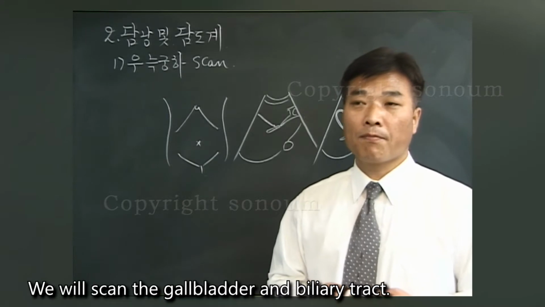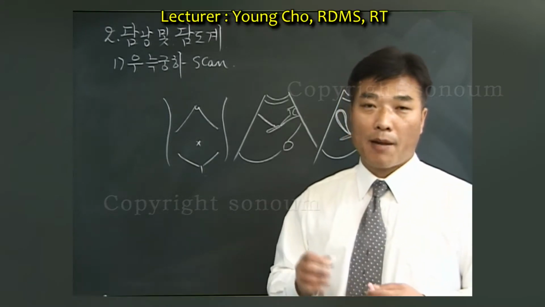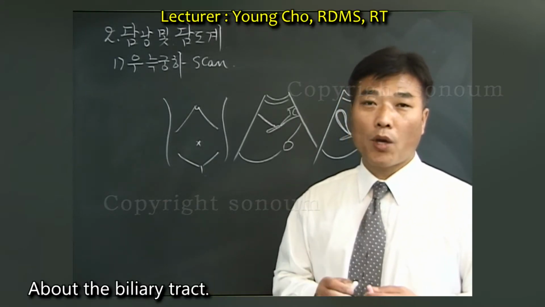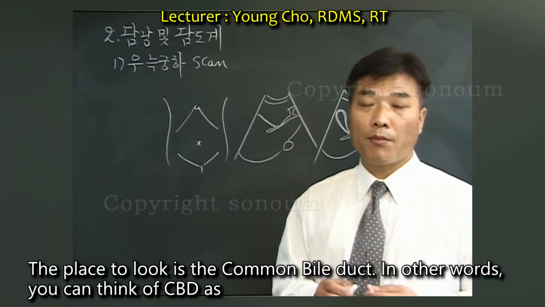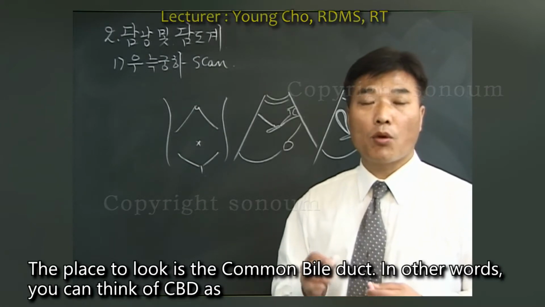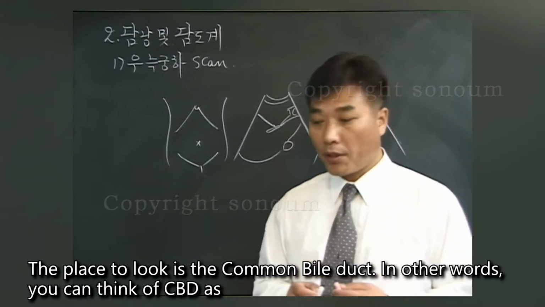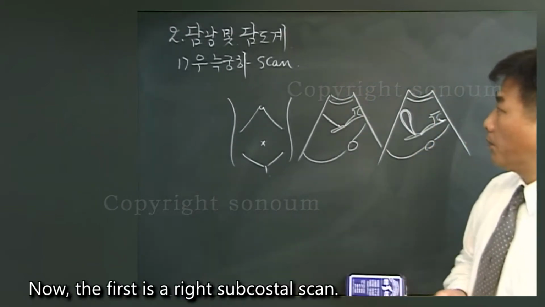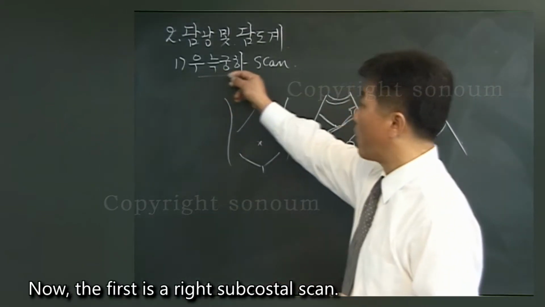We will scan the gallbladder and biliary tract. About the biliary tract, the place to look is the common bile duct. In other words, you can think of CBD as that. Now, the first is a right subcostal scan.